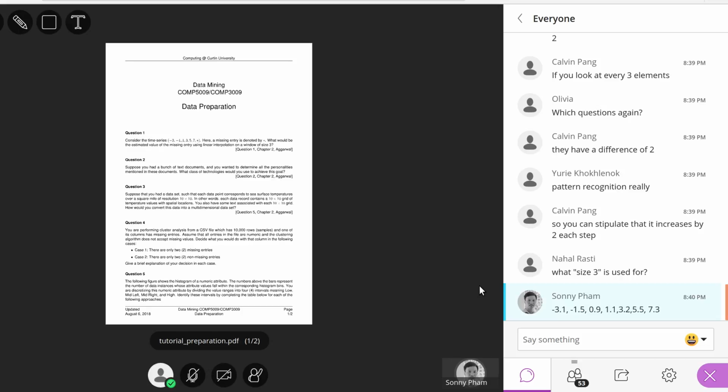I think there's a question here: what is the window of size 3 used for? That is another interesting question. So, linear interpolation with a window of size 3. Can anyone make use of that statement? What do you mean by window of size 3?